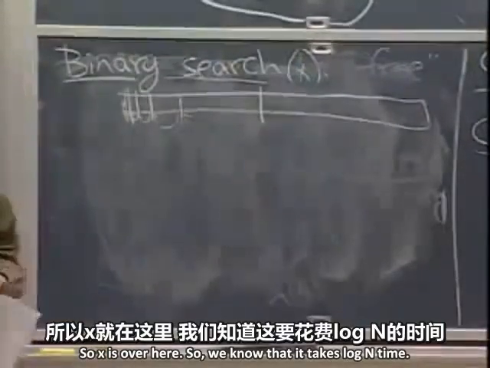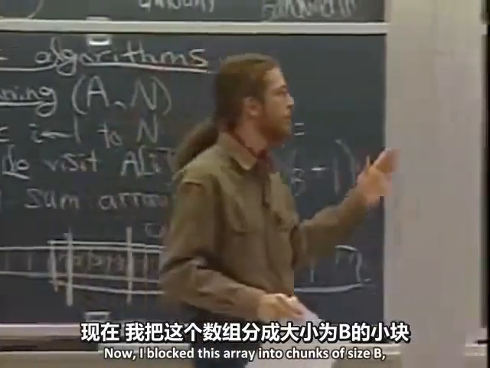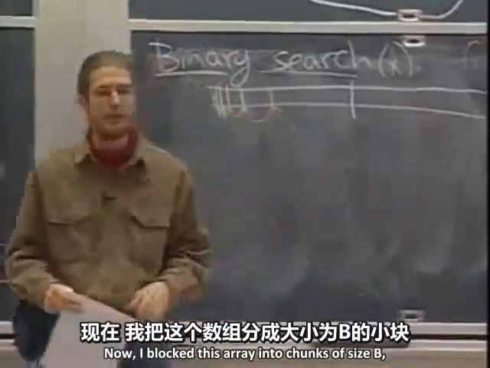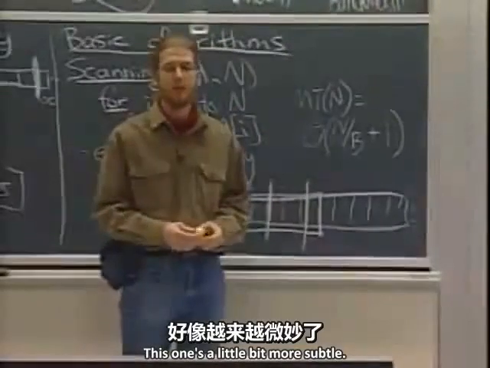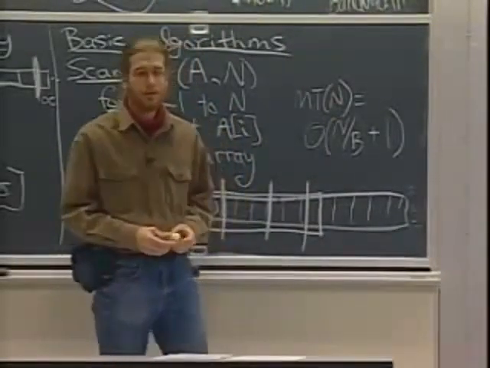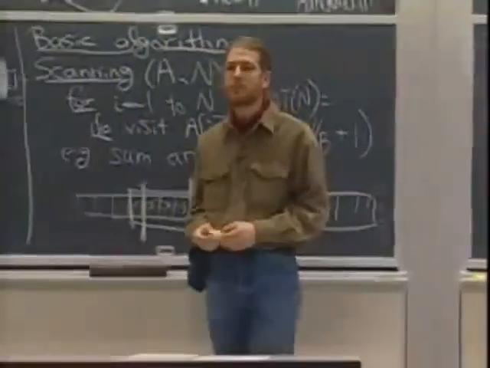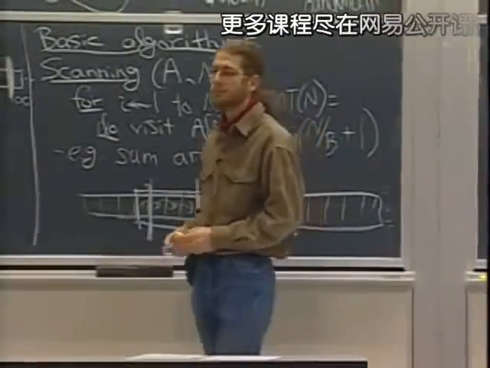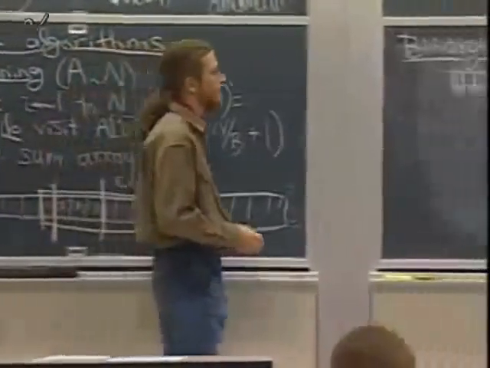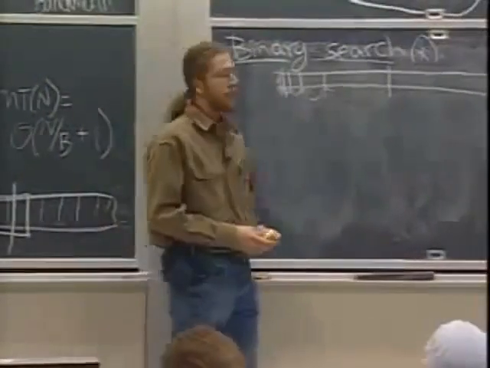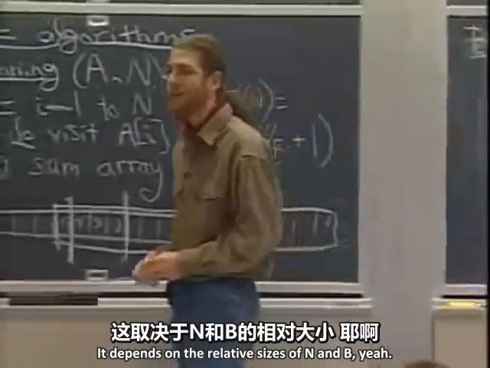So we know that takes log n time. How many memory transfers does it take? Now I've blocked this array into chunks of size b, blocks of size b. How many blocks do I touch? This one's a little bit more subtle. It depends on the relative sizes of n and b.